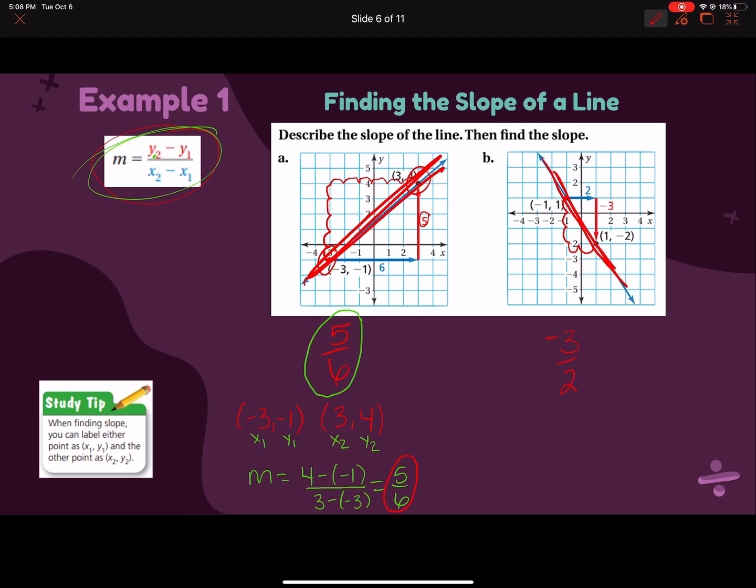Sometimes you won't have a choice and you'll have to do the slope formula. But if it gives you the graph, it's kind of easier, I think, to just count your rise over your run.